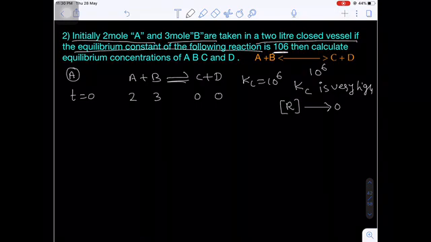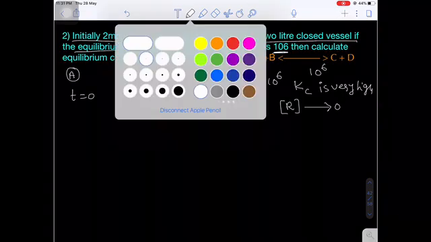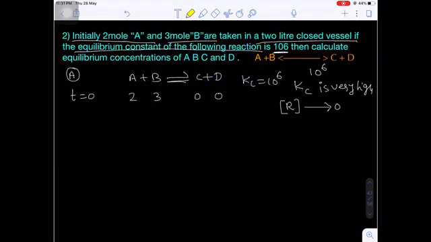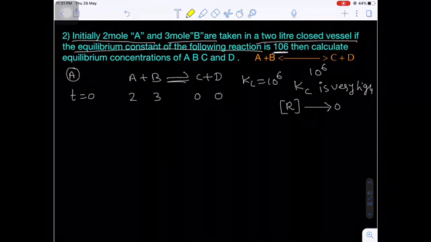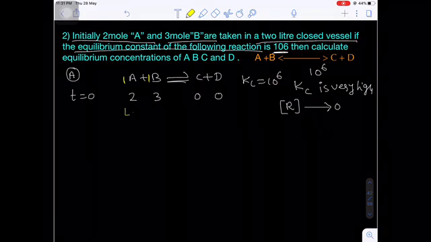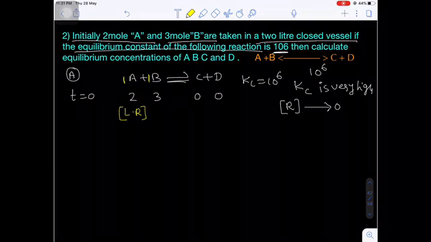Now here, capital A is 2 moles and capital B is 3 moles. There are two different reactants, so we apply the concept of the limiting reagent, LR. The given moles are divided by the stoichiometric coefficient. For A, the given moles are 2 and the stoichiometric coefficient is 1, so 2 by 1 is 2. For B, the given moles are 3 with stoichiometric coefficient 1, so 3 by 1. Here 2 by 1 is the smaller value, that's why capital A is the limiting reagent.